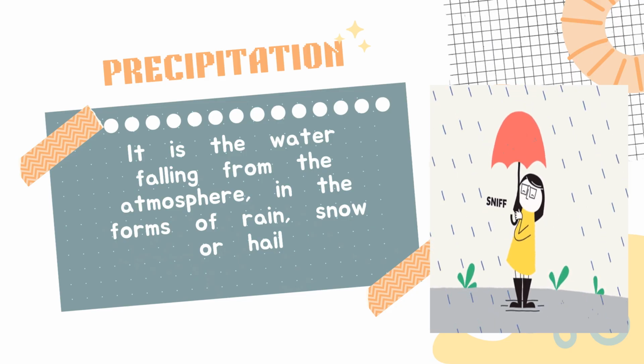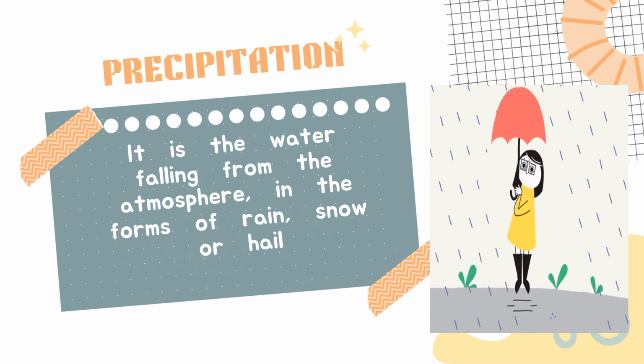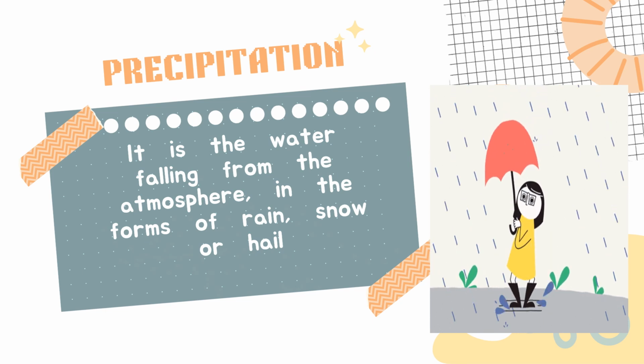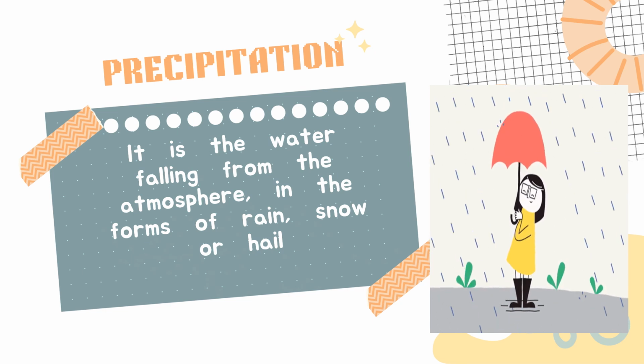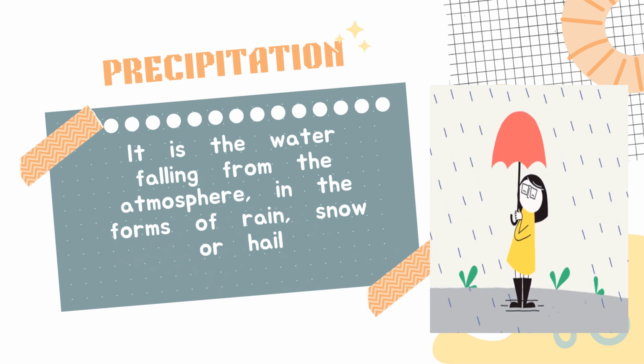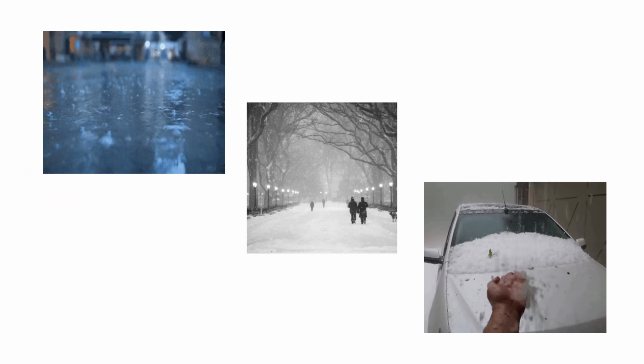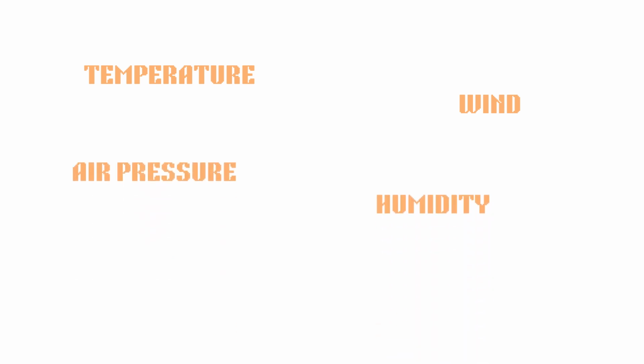Next is precipitation. It is the water falling from the atmosphere in the forms of rain, snow, or hail. So precipitation doesn't necessarily mean rain. It can also be pertaining to the snow or hail. So let's review the different factors affecting weather. We have temperature, wind, air pressure, humidity, and precipitation.